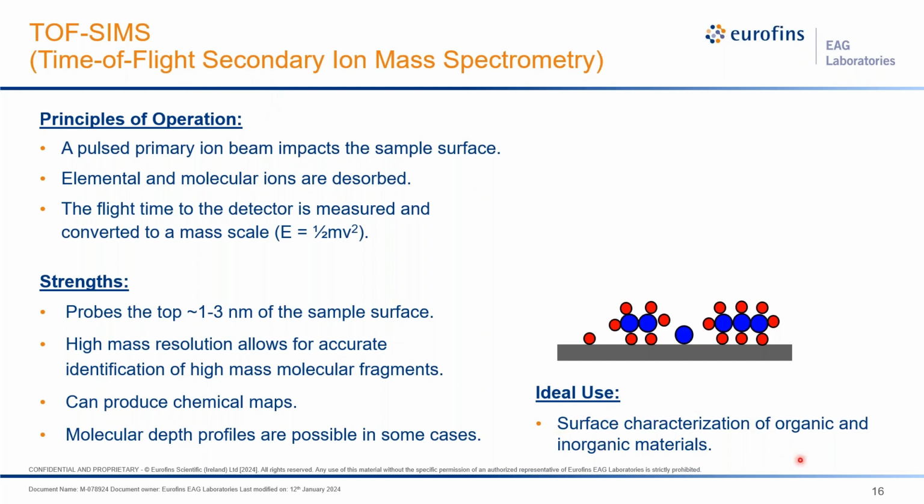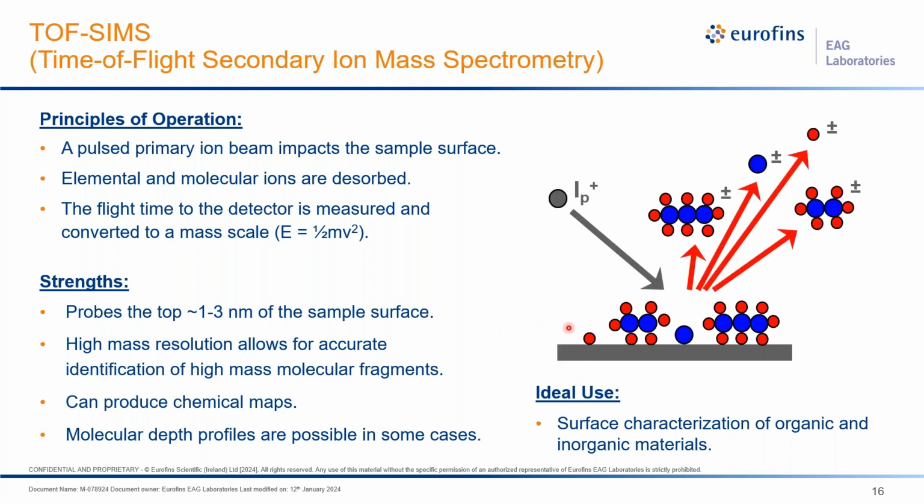It's very good for analyzing the surface of both organic and inorganic materials. It will identify molecular fragments and elemental species on a sample surface. That's what we've tried to depict in this cartoon here. In time-of-flight SIMS, we hit this sample with a pulsed primary ion beam, and that causes species to be desorbed from the surface. We measure the time it takes all of these ions to fly to the detector, and then convert that time to mass.